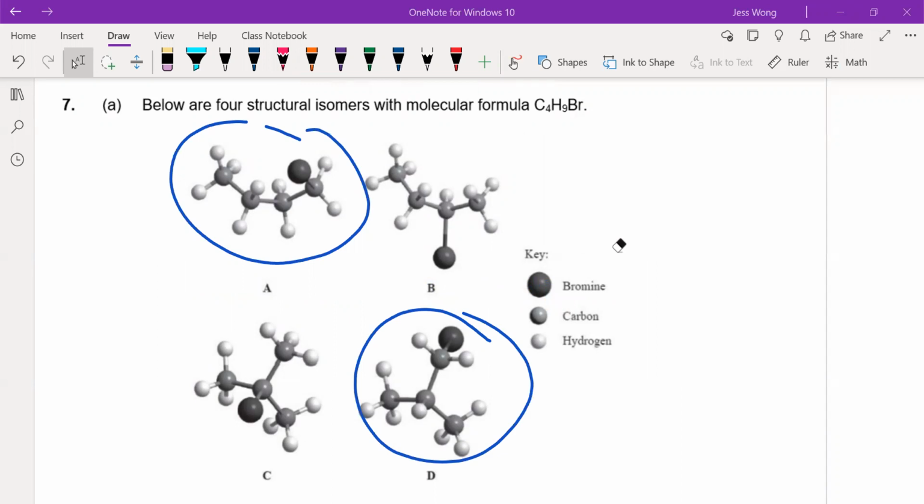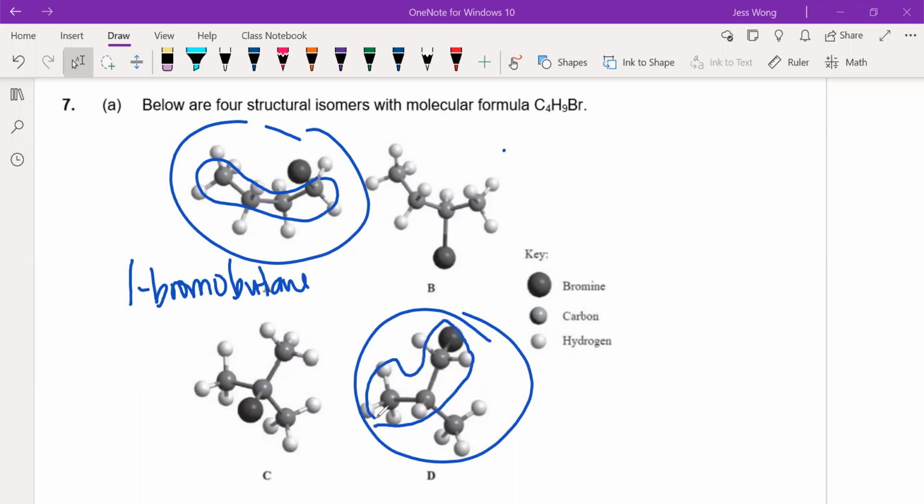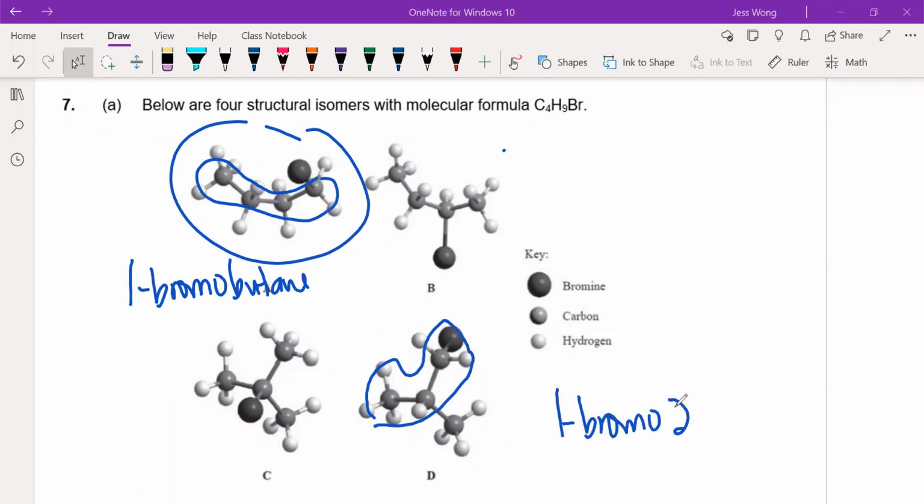So how do we name A? A will be called 1-bromobutane, because you can see that there are 4 carbons in a row and a bromine on the first carbon. Now this over here, we need to choose the longest chain that has the bromine, so that it's easier for us to name. So it will be called 1-bromo-2-methylpropane. Sorry, there's no dash here. 1-bromo-2-methylpropane.